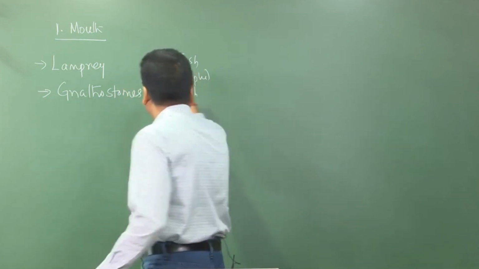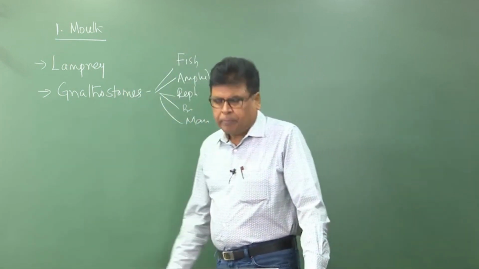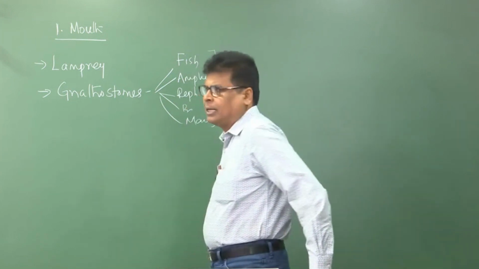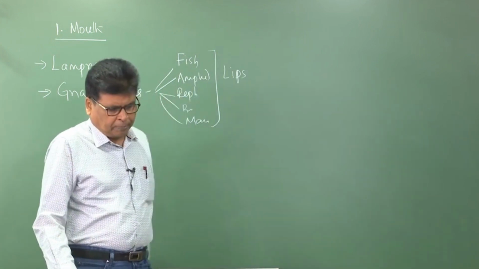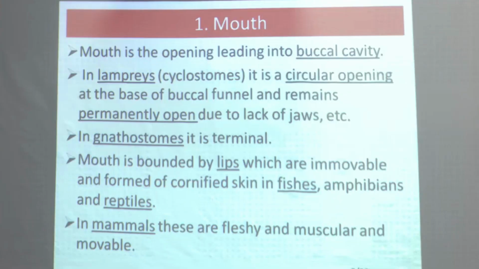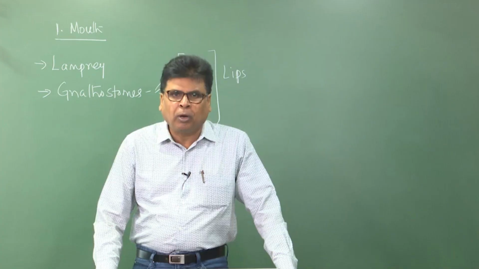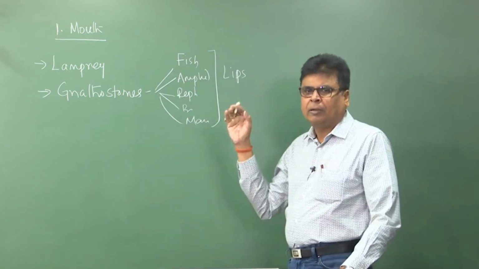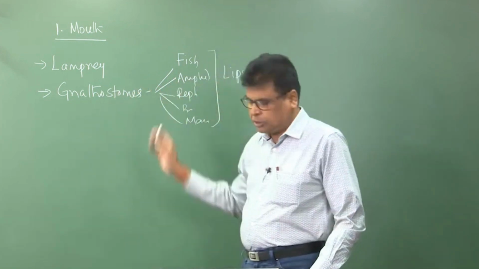What I want to say is that in all of these, lips are present, and the mouth is guarded by lips. The mouth is bounded by lips which are immovable and formed of cornified skin in fishes, amphibians and reptiles. In mammals, in our case for example, the lips are fleshy, muscular and movable. So, the mouth opening is guarded by lips, and in mammals this is movable, but in others it is not movable.